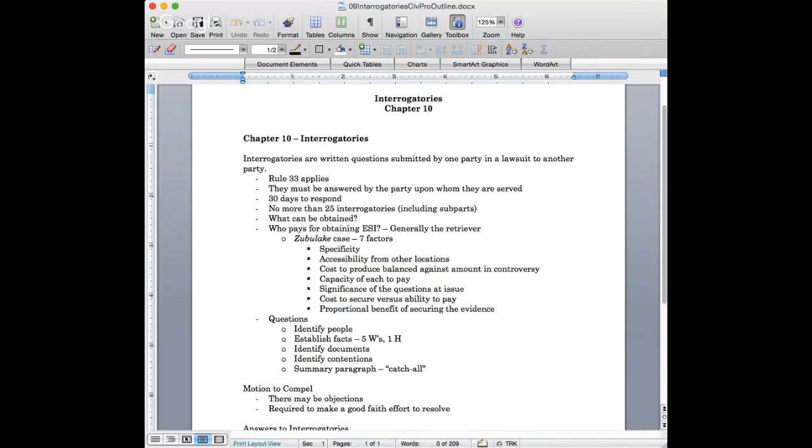But there are the 7 factors of the Zubulake case. Basically, it asks: could I actually get it? How significant are the questions? Do I need to know what comes from that information? And do I have an ability to pay? Because it seems like justice would be denied if I can't afford to have you bring that out of your database.